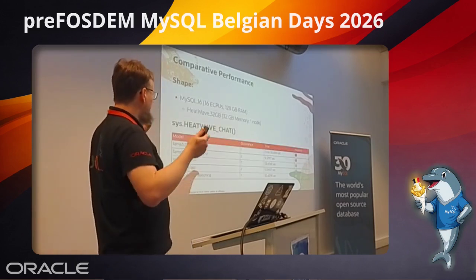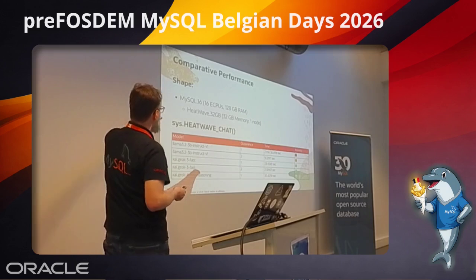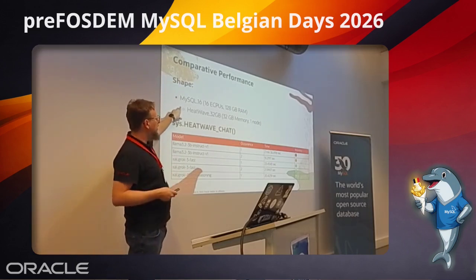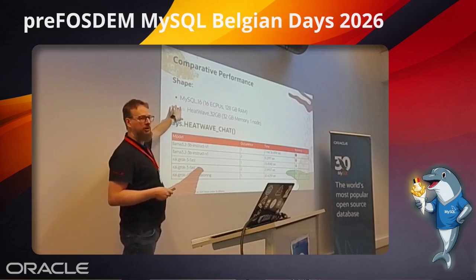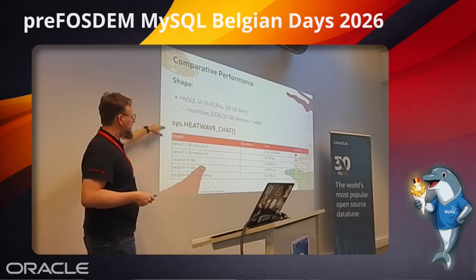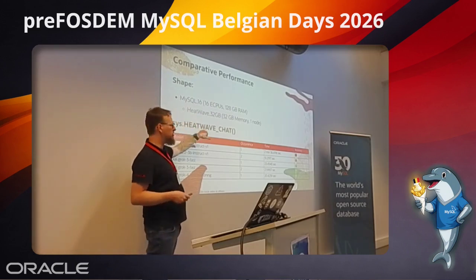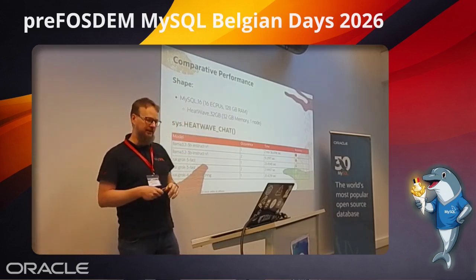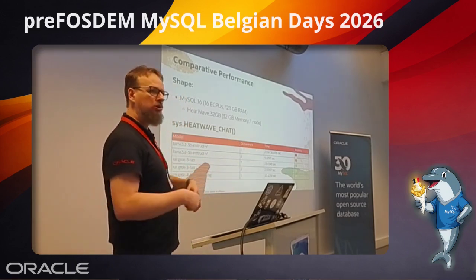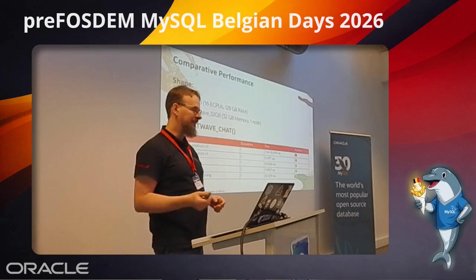So let's have a look at the performance. For example, here my shape is MySQL 16, and HeatWave, I have one node, HeatWave 32 gigabytes. It's a small HeatWave node, and I will ask something using HeatWave chat, right? It's one of the commands to just chat. You can ask whatever you want, who's going to win the World Cup or stuff like that.